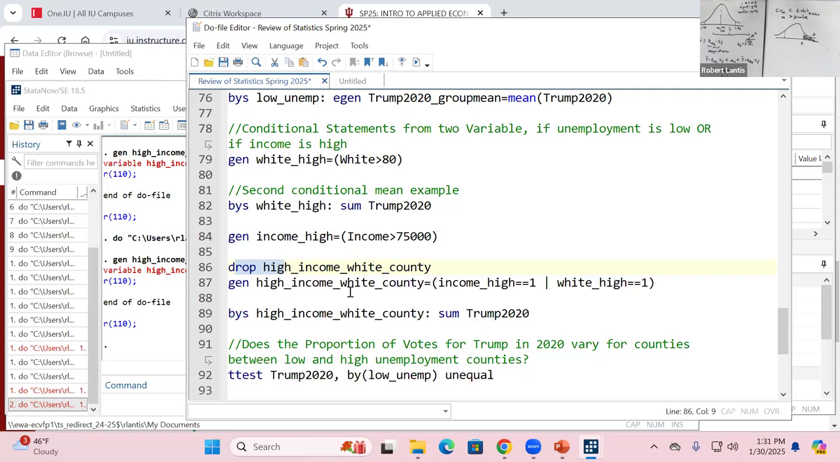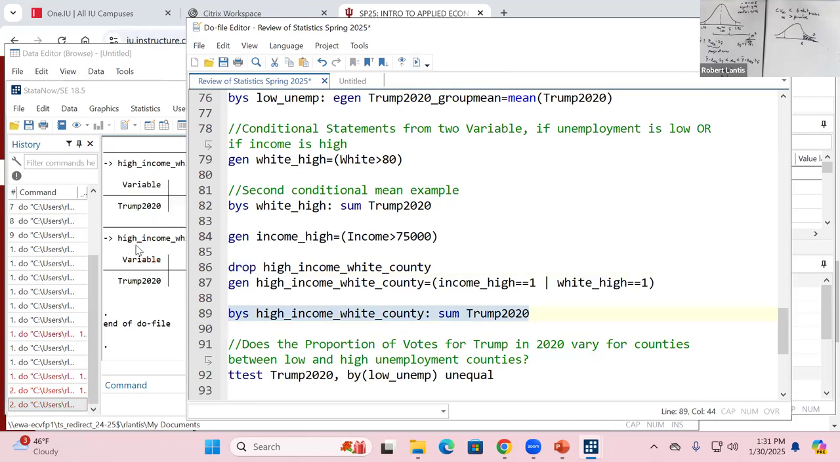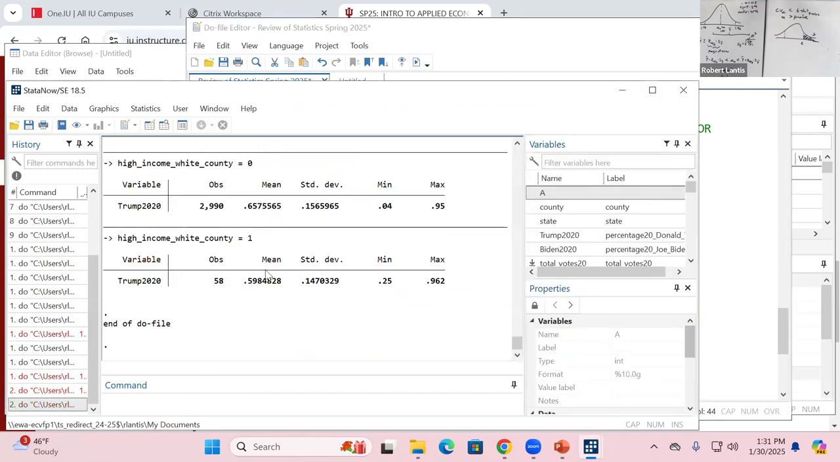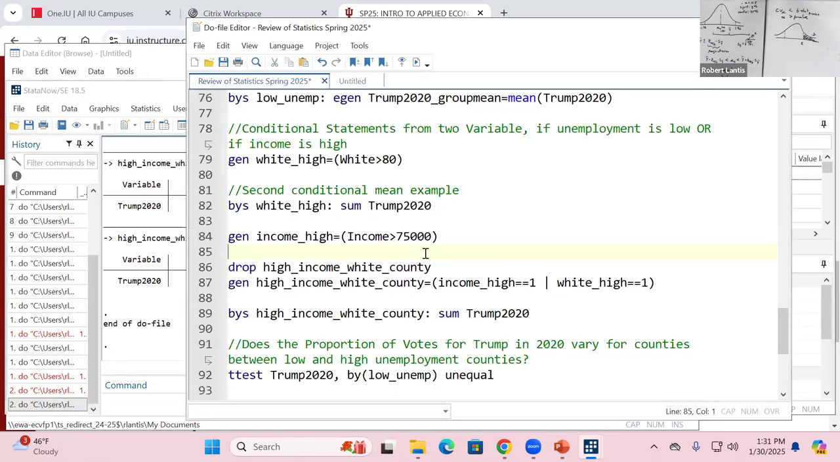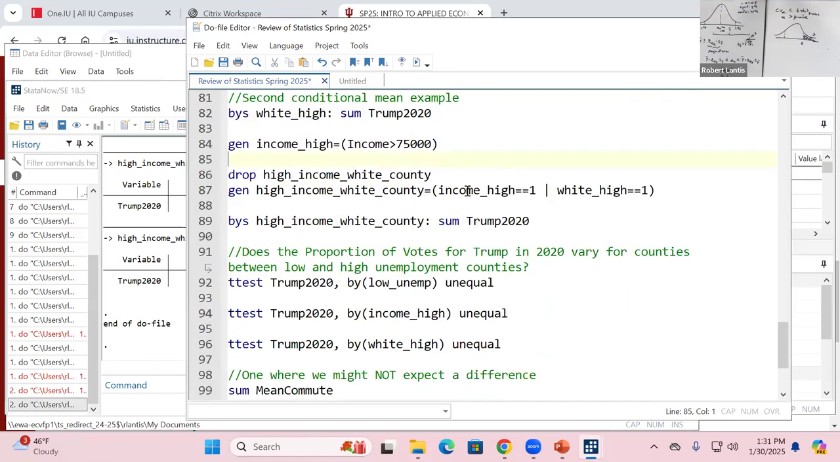So I've got this high income, high white population county variable. Once again, I can summarize this and see there's a pretty stark difference in the proportion of people voting for Trump in high income, high white population counties versus those that aren't. It might go against what you thought might be the case: high income, high white population counties had a little bit lower likelihood of voting for Trump in 2020. Now, we're not controlling for a lot of other factors here. We're just looking at a snapshot. But that's how we can find the differences in the means.